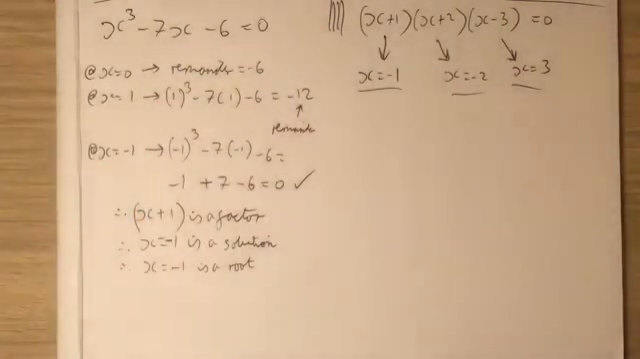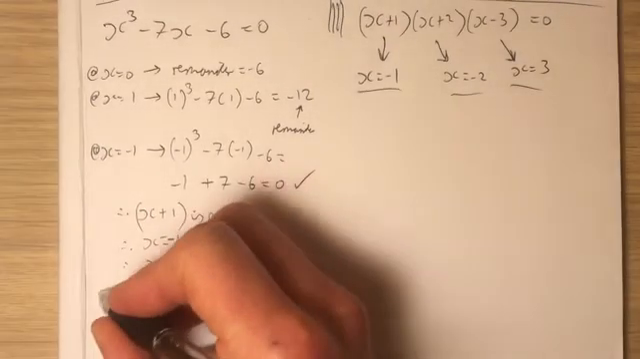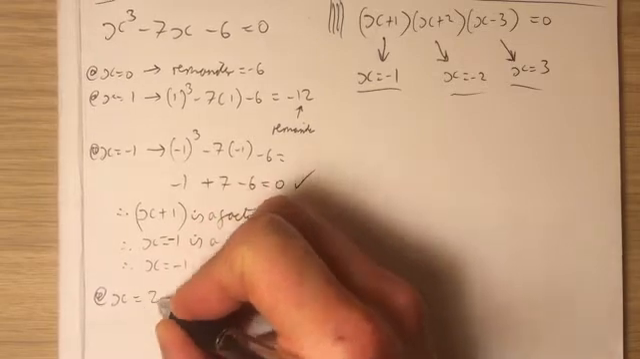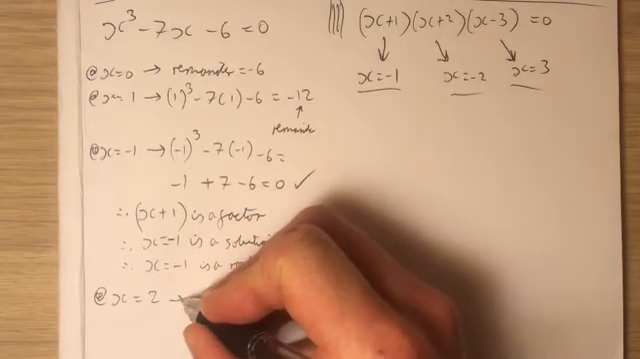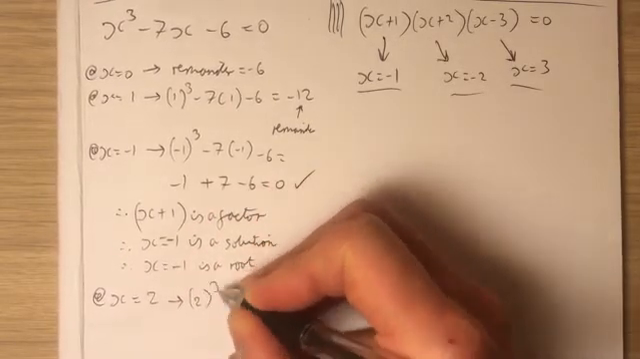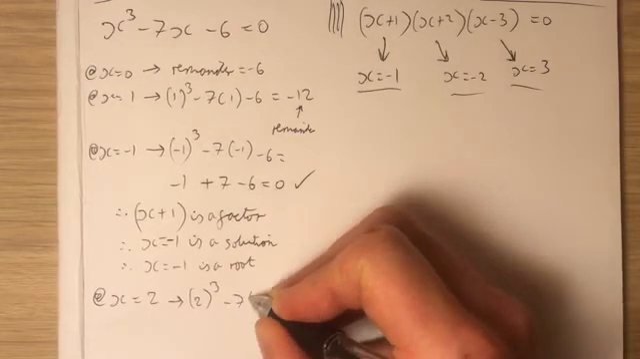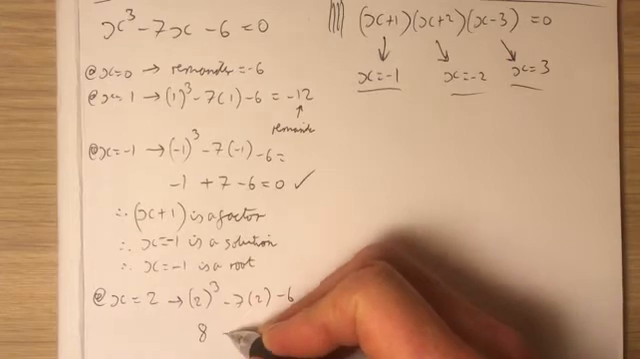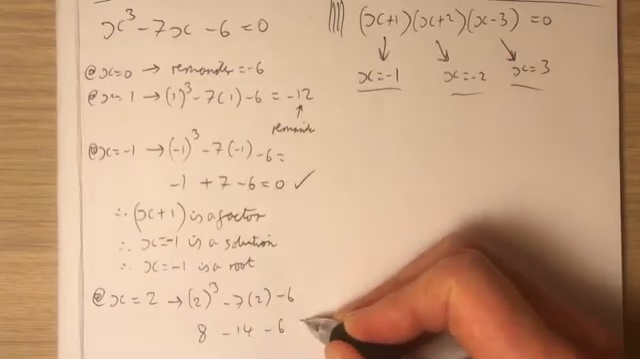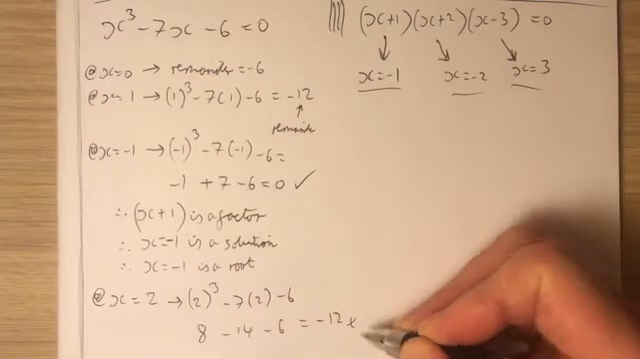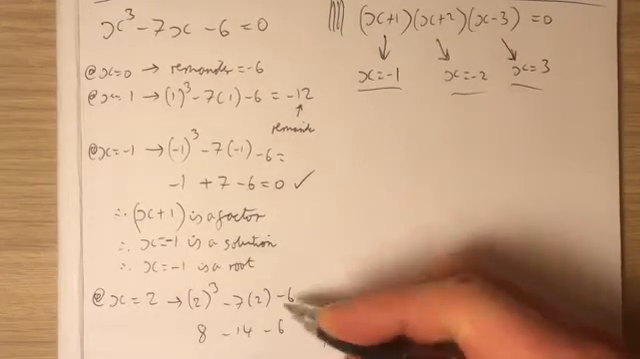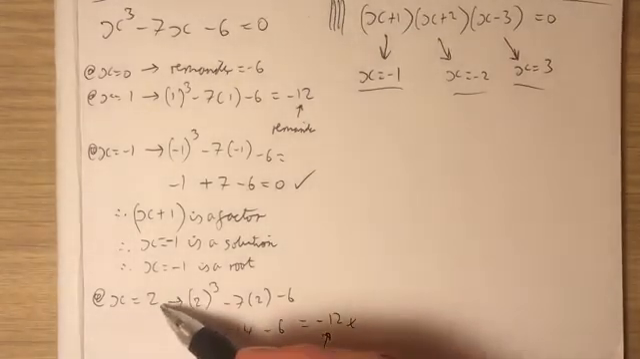Okay, so let's try some more. At x equals 2, what happens? I've got 2 cubed. Take away 7 times 2, take away 6. So 2 times 2 times 2 is 8, minus 14, minus 6, and that's -12. So I've got a remainder of -12 when I'm trying to put in x equals 2.